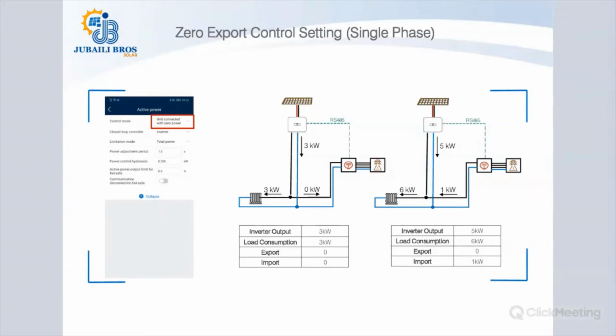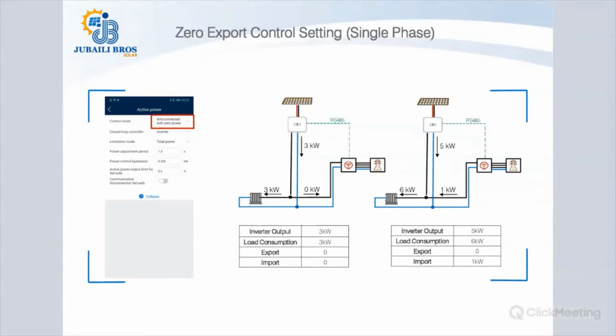Once clicking on the grid connected point with zero power, the inverter power will be regulated according to the load. So here we have an example of a 5 kilowatt inverter. Let's say the load is 6 kilowatt, so it will supply the 5, and in this case we can import from the grid.